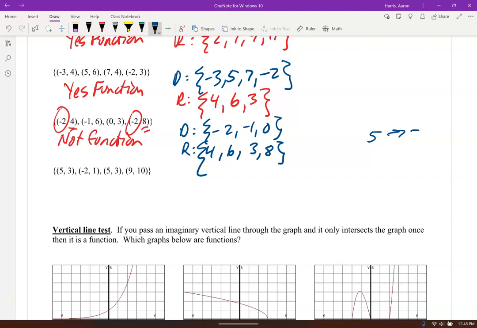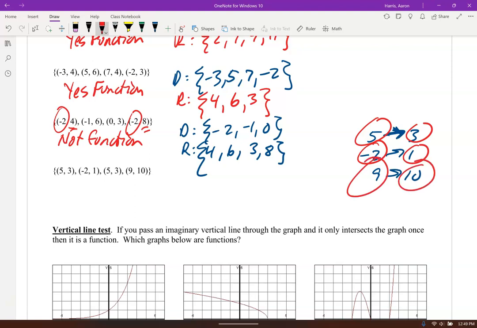5 maps onto 3, -2 onto 1. 5 maps onto 3 again. It's the exact same mapping, so it's the exact same point, so not an issue. And 9 goes on to 10. So for this x, there's one y. For this x, there's one y. For this x, there's one y. So it looks like, yes, this is a function.